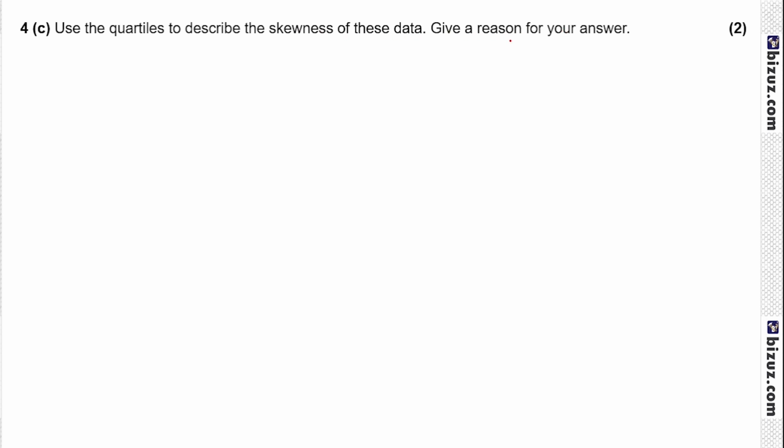Give a reason for your answer. So in these skewness questions where we need to use the quartiles, it's basically a comparison between these 2 quantities or differences, Q3 minus Q2 and Q2 minus Q1. If the former is greater than the latter, then it's going to be a positive skew. If it's equal, we have a case of symmetry, and if it's less, then we have negative skew.